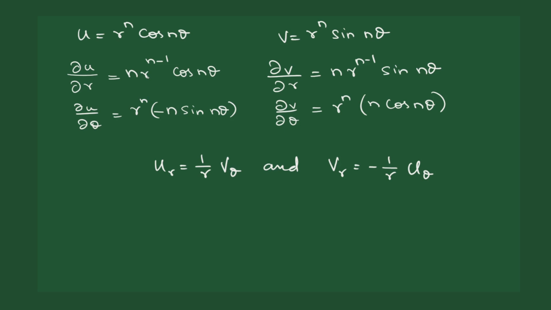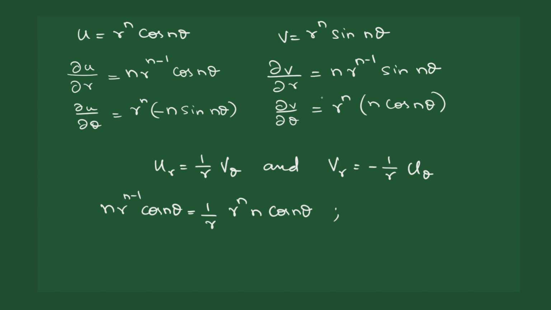What is ∂u/∂r? ∂u/∂r is n into r^(n-1) cos nθ, which should be equal to 1/r into v_θ. What is v_θ? v_θ is ∂v/∂θ. Here we can write r^n into cos nθ. Clear?